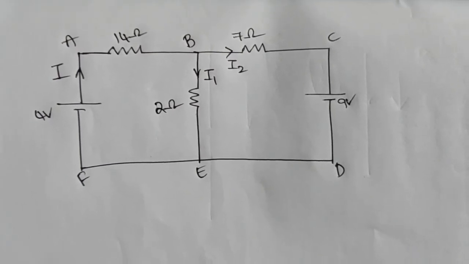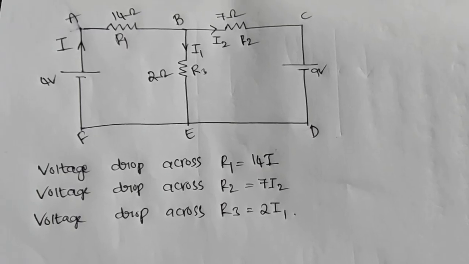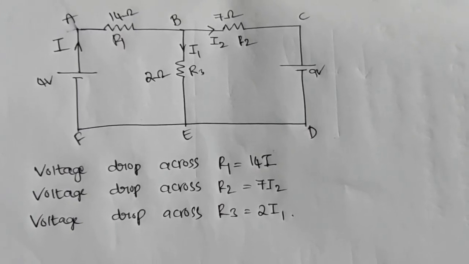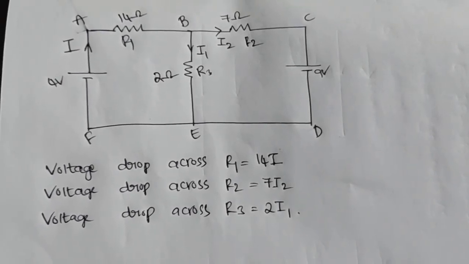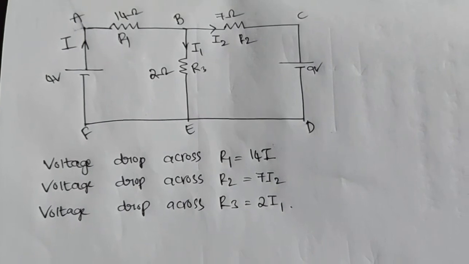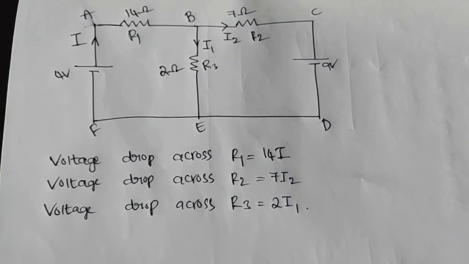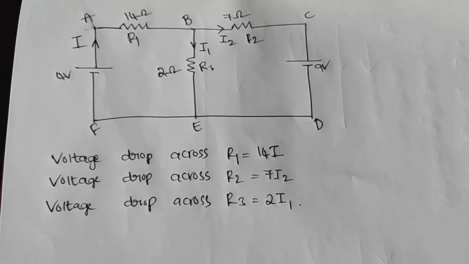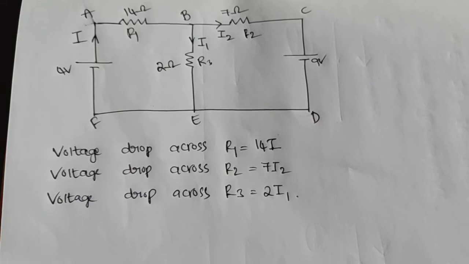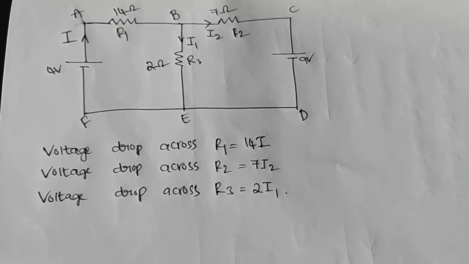Writing the voltage drop across R1, R2 and R3, by Ohm's law the voltage drop across R1 is 14I, since R is 14 and the current flowing through the 14 ohm resistor is I. So the voltage drop across R2 is 7I2, and the voltage drop across R3 is 2I1. To find the current flowing in the 14 ohm, 2 ohm and 7 ohm resistors, we need to apply loops and write the equations using the Kirchhoff voltage law statement.